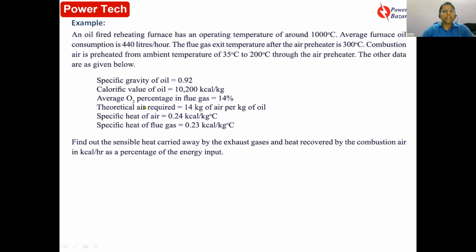So theoretical air is given. You have to remember that for oil, for 1 kg of oil, you require almost 14 kg of air. Specific heat of the air, you can also remember, is 0.24. Specific heat of flue gas, you can also remember, is 0.23, but in this case, it has been given. We have to find out the sensible heat carried out by the exhaust gas and the heat recovered by the combustion air in kilocalorie as a percentage of energy input. So how to find out?